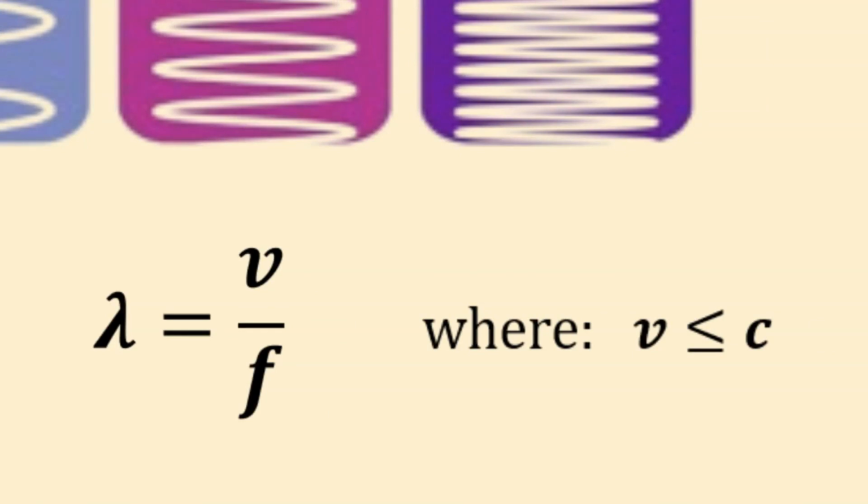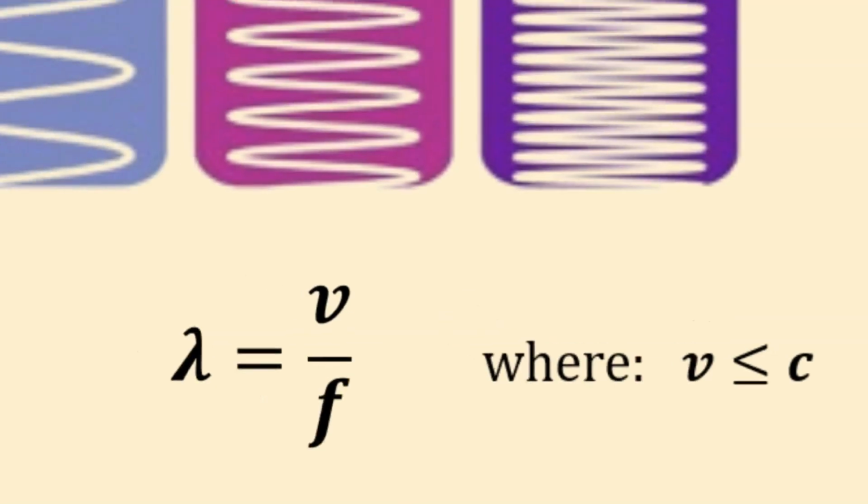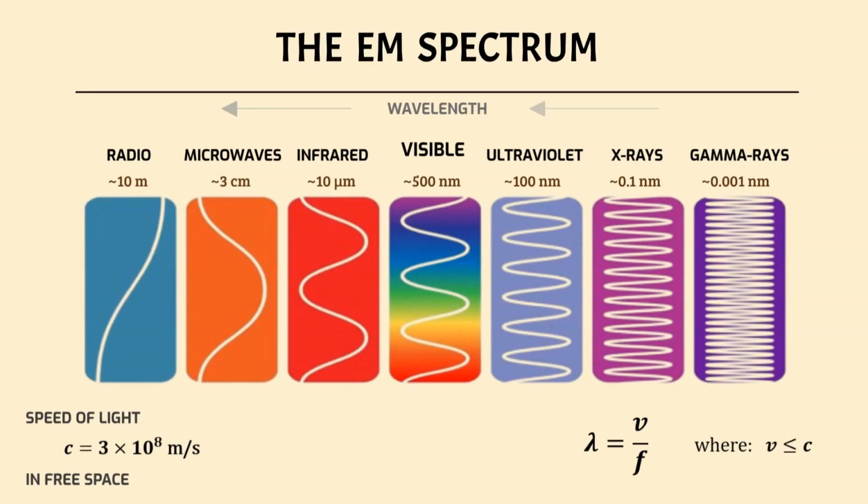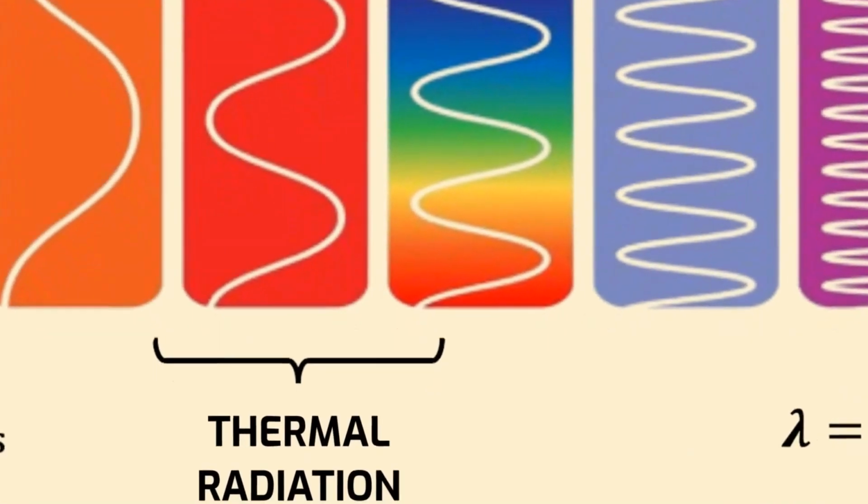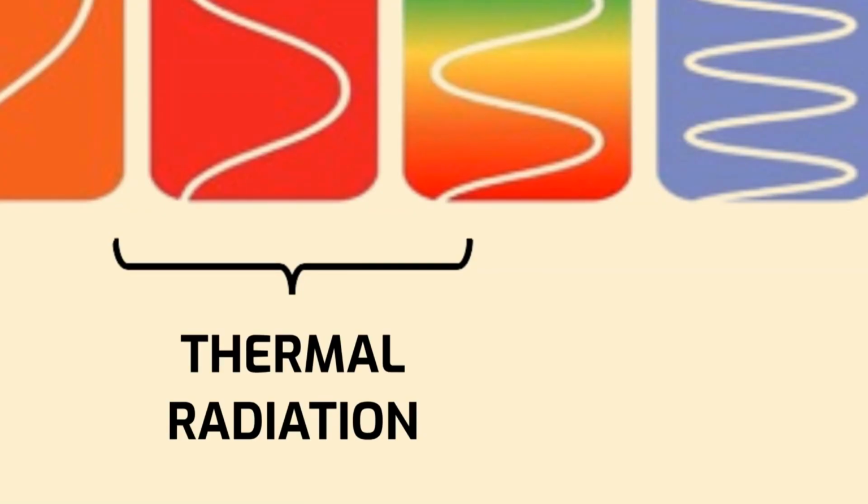But in materials, like glass or water, light slows down to a speed less than c. Although its frequency, f, remains constant. Since wave propagation speed, v, equals frequency times wavelength, the wavelength, lambda, is correspondingly shorter in these media. Electromagnetic radiation arises from a variety of physical processes, from antenna oscillations to atomic transitions. In this video, we focus on thermal radiation, which mostly lies in the infrared and visible parts of the spectrum.